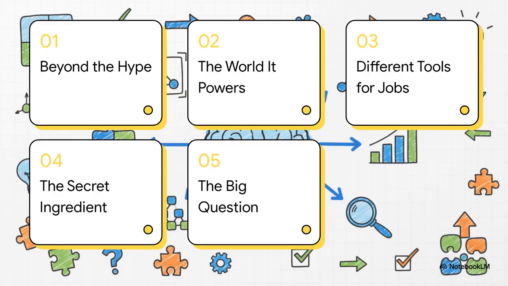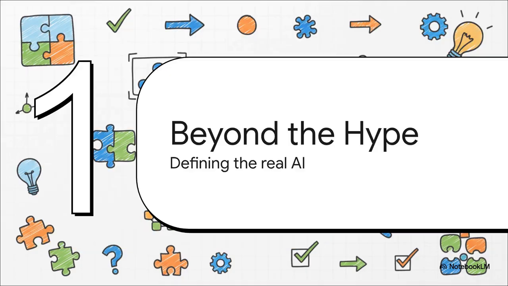So here's the game plan. We're going to cut through the hype, see what learning by example actually means, look at the world it's powering, check out the different tools for different jobs, uncover the secret ingredient that makes it all work, and then wrap up with a pretty big question. Okay, let's get right to it and slice through that hype.